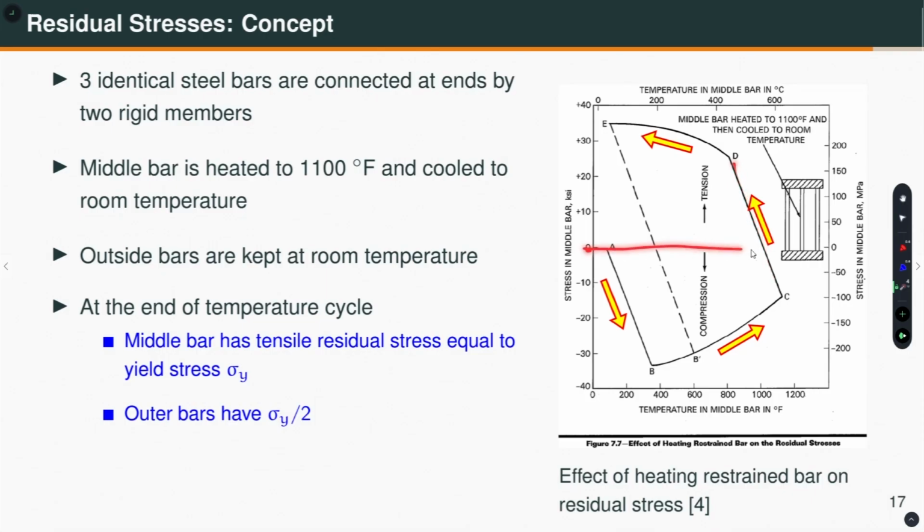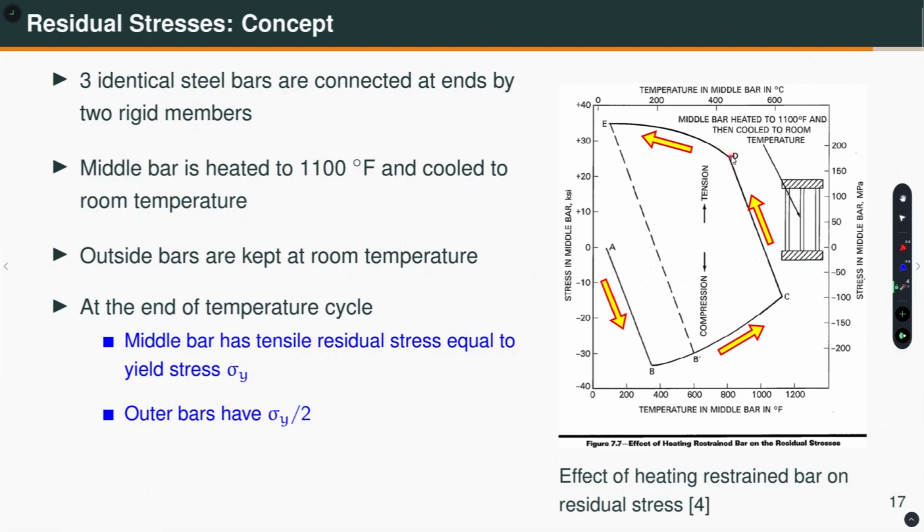So, this is my 0. Eventually, it will go into tension, and then at some point at D, the middle bar will reach its tensile yield strength. So, it yielded in compression at point B, and that continued here, and then at point D, it is now yielding in tension as I reduce the temperature.